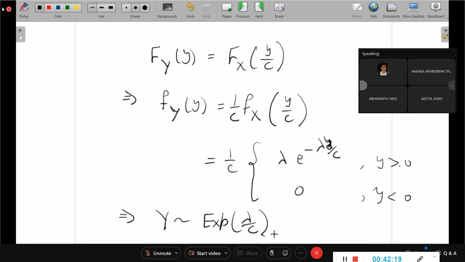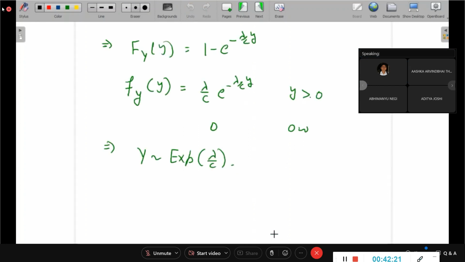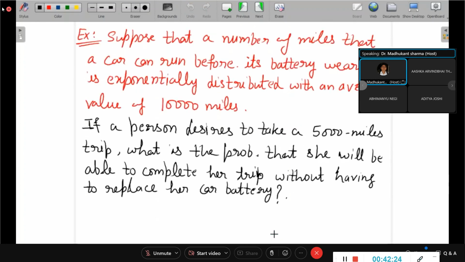Right. Now I think we have one example. Try to read this example, which says that suppose that the number of miles that a car runs before its battery wears out is exponentially distributed with an average value of 10,000 miles.